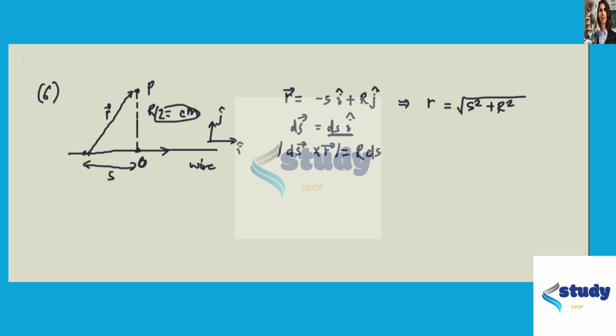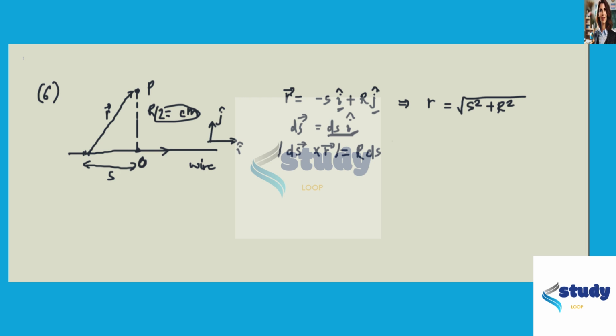So the magnitude of the vector r is just the square root of s squared plus r squared, and the value of ds cross r cap is just r times ds, since we are just finding the magnitude. i cap cross i cap gives us 0, and i and j are perpendicular, so this just gives us r times ds.